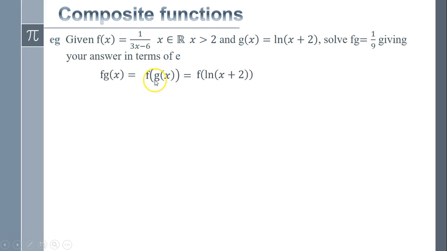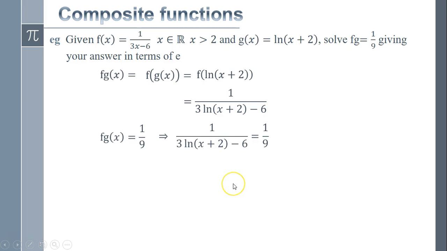So again, there's my extra brackets to show how I'm thinking. That's what we're going to be doing. Every time I see the x in here, I've got to replace it with ln x plus 2. So we get that. And now that thing there is our fg of x, and we're told that that is equal to 1/9, which allows us to form that equation. Multiply the 9 over, take that bit over there. There we go. And now we've just got a bit of rearranging to do.